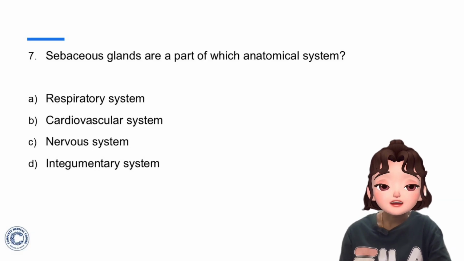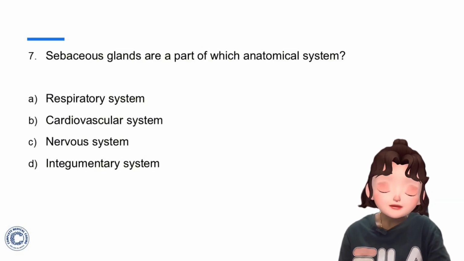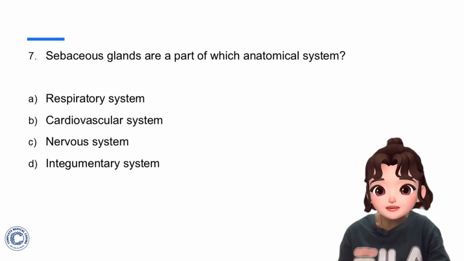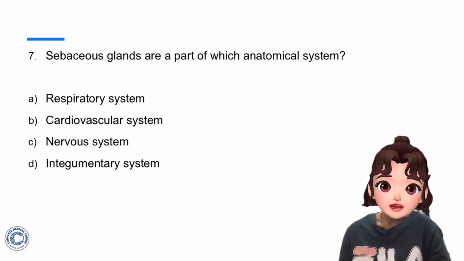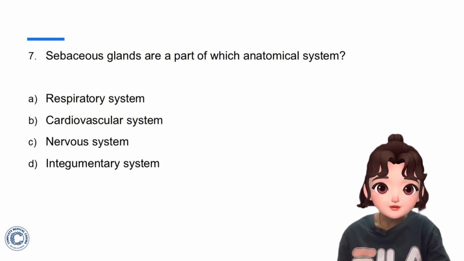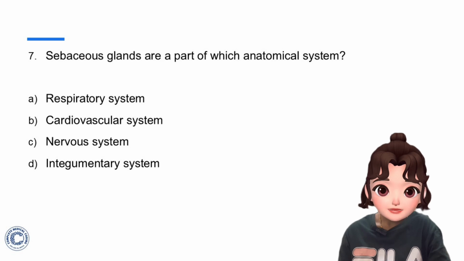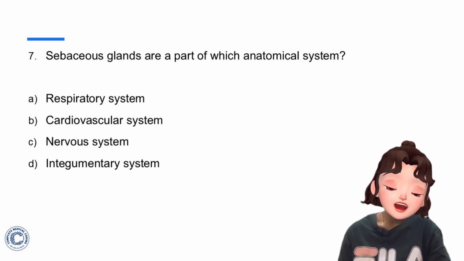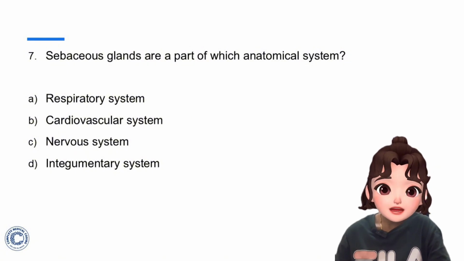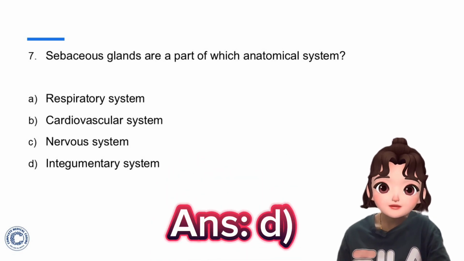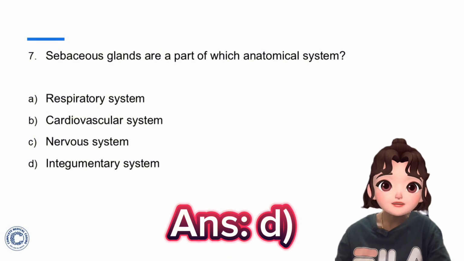Seventh question. Sebaceous glands are a part of which anatomical system? This is also another important repeated question. Option A, respiratory system. Option B, cardiovascular system. Option C, nervous system. And option D, integumentary system. Sebaceous glands are a part of the hair, so it is a part of which anatomical system? Answer is option D, integumentary system. Mostly it is in the hair, so skin mainly. So, integumentary system.